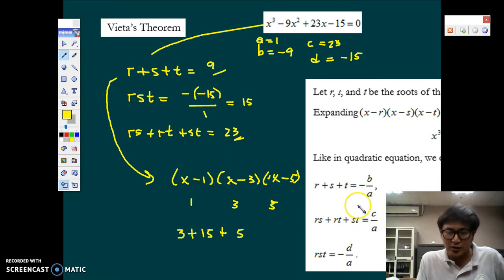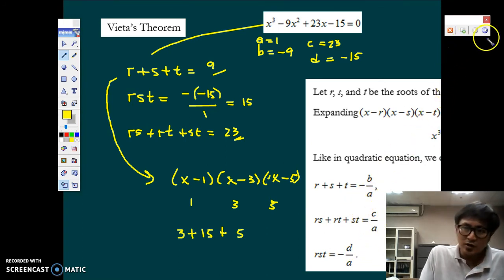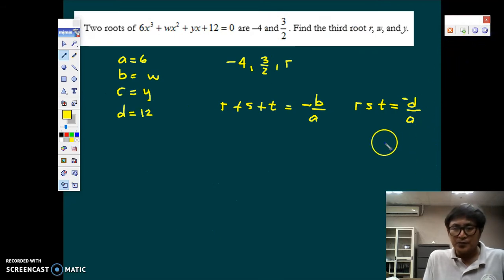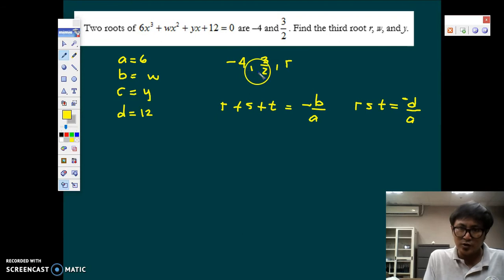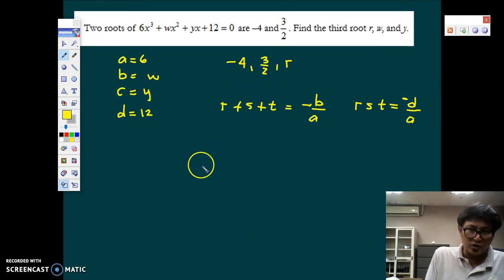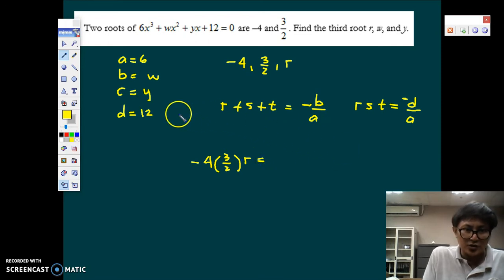The signs will just alternate as the polynomial goes larger in degree. Now look, rst is negative d over a. Good thing we have these two roots given, negative 4, 3/2, and r. Multiplying them, negative 4 times 3/2 times r, it's negative d over a, and it's actually given in the problem.